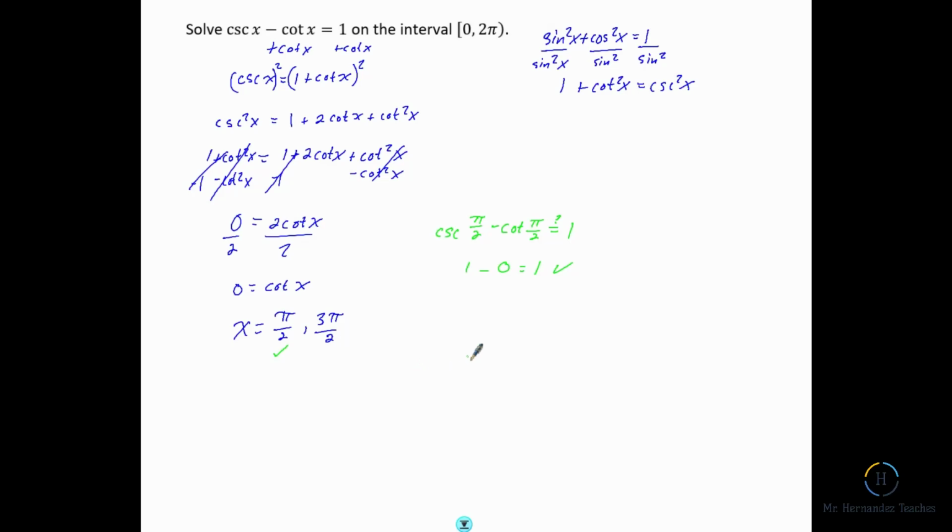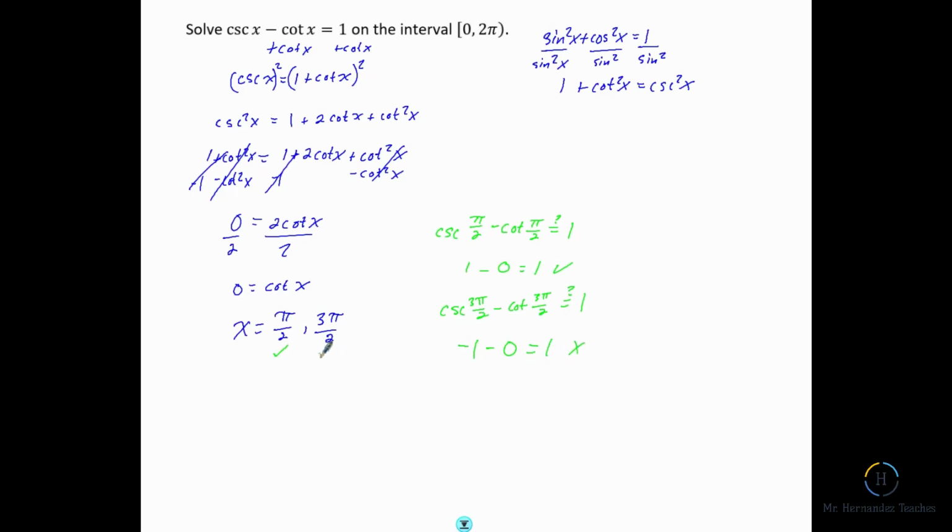Now let's check out 3 pi over 2. Well, cosecant of 3 pi over 2 minus cotangent of 3 pi over 2, is that equal to 1? Cosecant of 3 pi over 2, that's negative 1, using that unit circle. Minus cotangent of 3 pi over 2, that's 0. So is negative 1 minus 0 equal to 1? No, that does not work out.